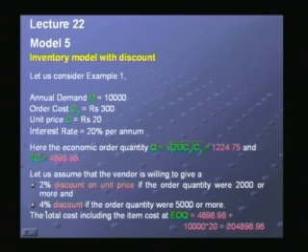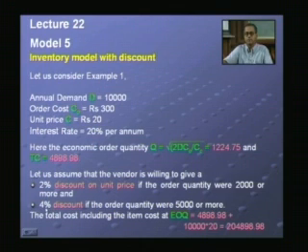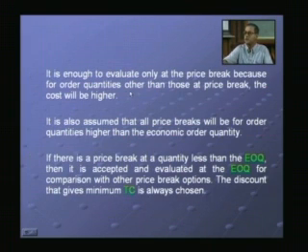Similarly, when we are looking at a 4% discount, we would get this 4% discount if the order quantity were 5000 or more. Now, the question is, is it necessary to evaluate at a 4% discount any order quantity more than 5000? The answer is no. It is enough to evaluate only at the price break, the point at which we get the discount, because for all order quantities higher than the price break, the cost will only be higher because of the quadratic nature of the cost function.